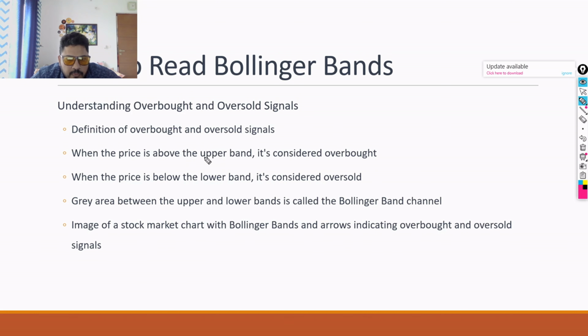How do you define overbought and oversold? If price is here, the upper band is here, and the lower band is here. If you see the price going towards the upper band, then you consider it as oversold. This is oversold territory, and this is overbought territory.